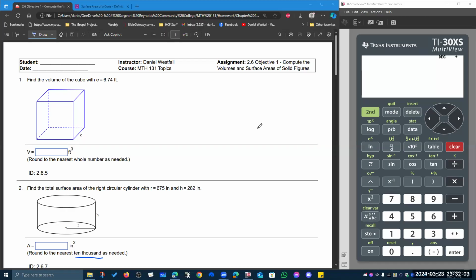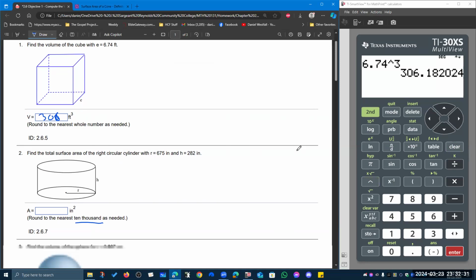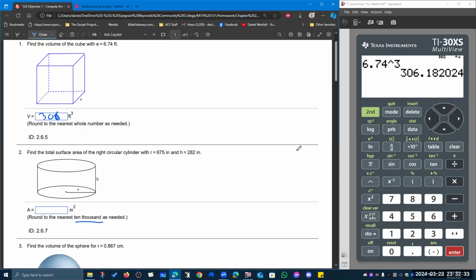This video will be talking about 2.6 Objective 1, where we compute the volumes and surface areas of solid figures. Let's start with this cube that has an edge of 6.74 feet. So 6.74 raised to the third power. It tells us to round to the nearest whole number. It's going to be about 306 square feet.